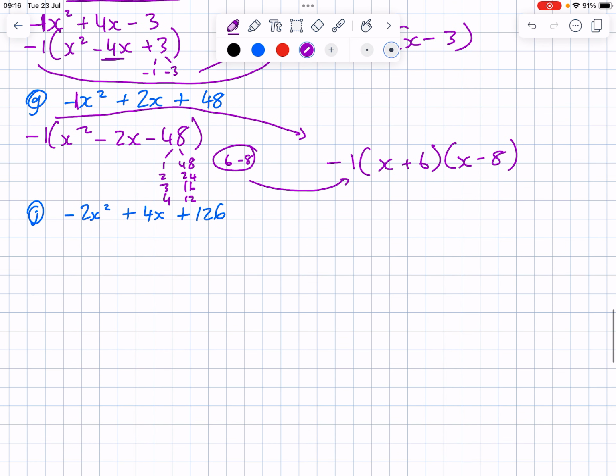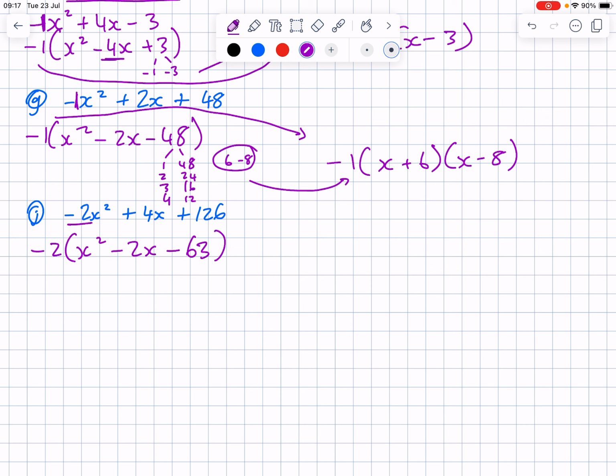Last one here, we're removing negative 1 as a common factor. We can remove negative 2 as a common factor as well. Negative 2, what do I times negative 2 by to get negative 2x squared? Well, x squared. How do I get positive 4x? Multiplying negative 2 to be negative 2x. And positive 126, negative 126. How many 2s go into that? Negative 63.